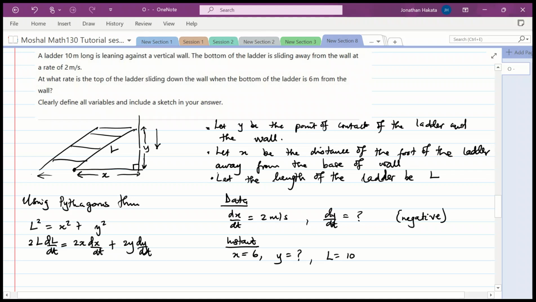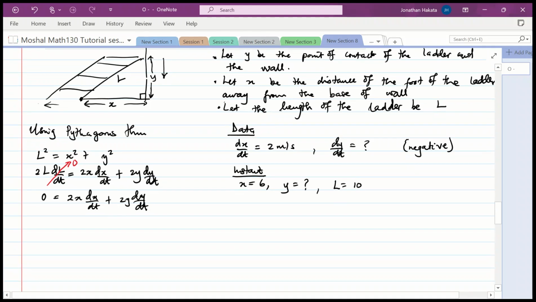Now there's something quite interesting here, because will L change at any given time? Will the ladder expand or contract? The answer is no. The ladder's length will not change. So dL/dt is always 0. It will remain constant. So then the equation now becomes 0 equal to 2x dx/dt plus 2y dy/dt.